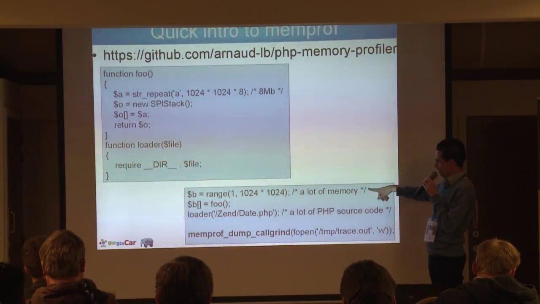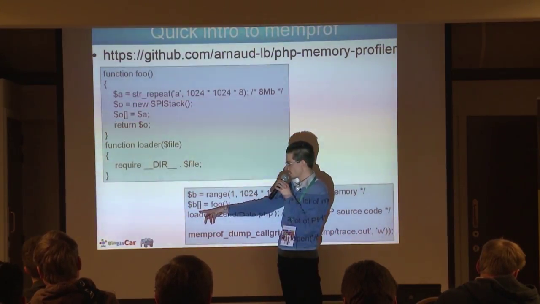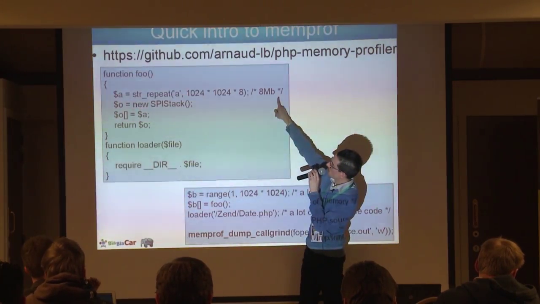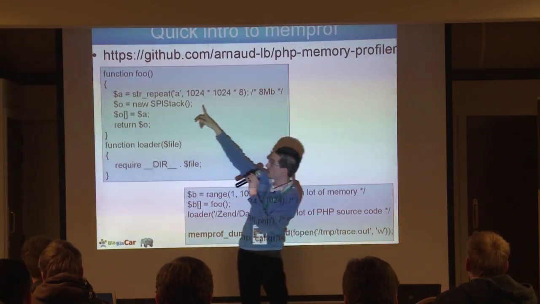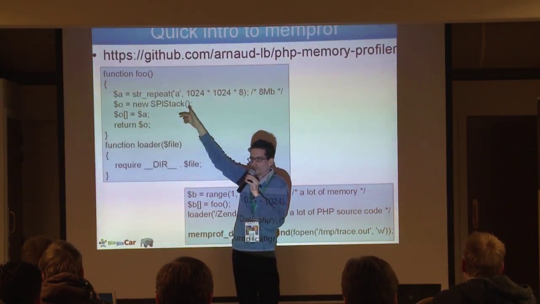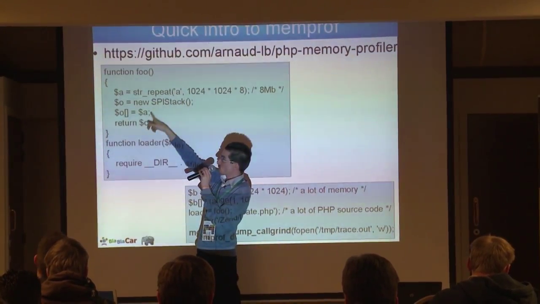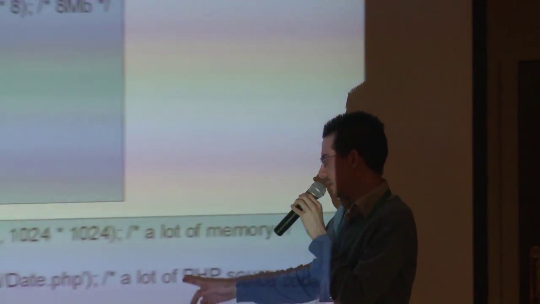Allocate a lot of memory. In this array, at the next index, call foo, and foo allocates a string of 8 megabytes, allocates an object, just to see how much that can consume, adds the string into the object and returns the object. And then call loader on something called sendDate.